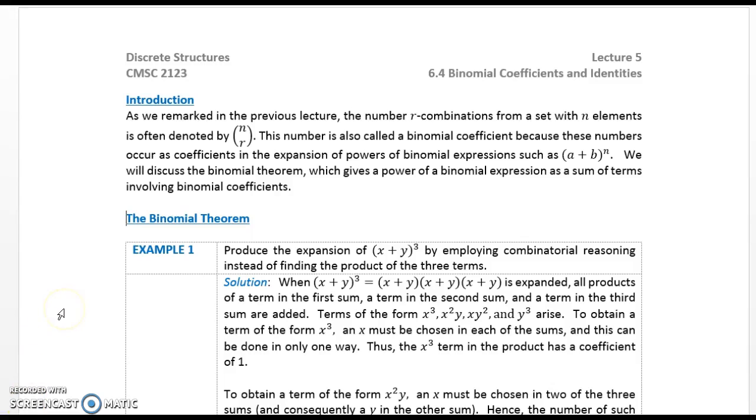Good morning. As we remarked in our previous lecture, the number of r-combinations from a set with n elements is often denoted by n choose r. This number is also called a binomial coefficient because these numbers occur as coefficients in the expansion of powers of binomial expressions such as (a + b)^n. We will discuss the binomial theorem, which gives a power of a binomial expansion as a sum of terms involving binomial coefficients.